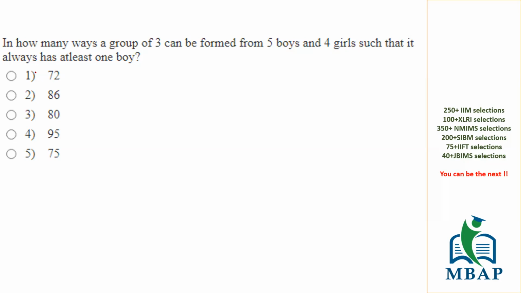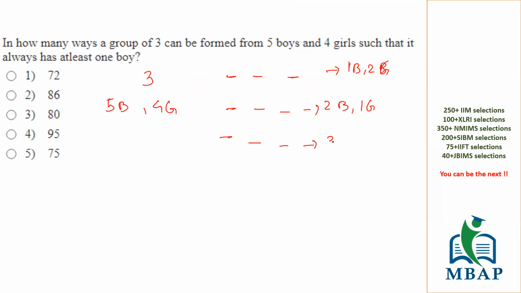Okay, so we have to make a group of three, basically from five boys and four girls. So over here we will have different situations. They are saying that you will have at least one boy. So what we'll do is we'll say we have one boy and two girls, or else we can have two boys and one girl, or else we can have three boys and no girls, right?